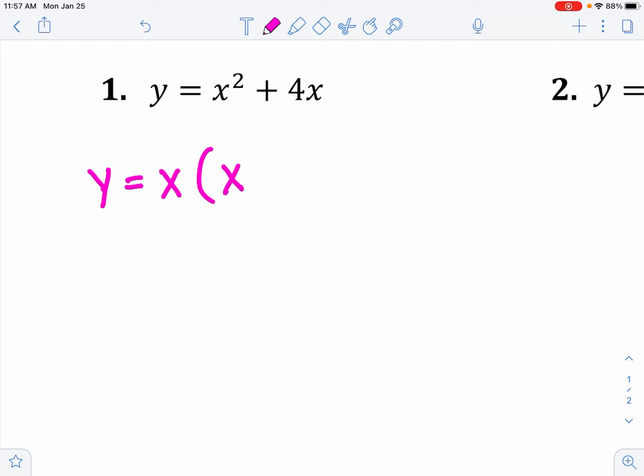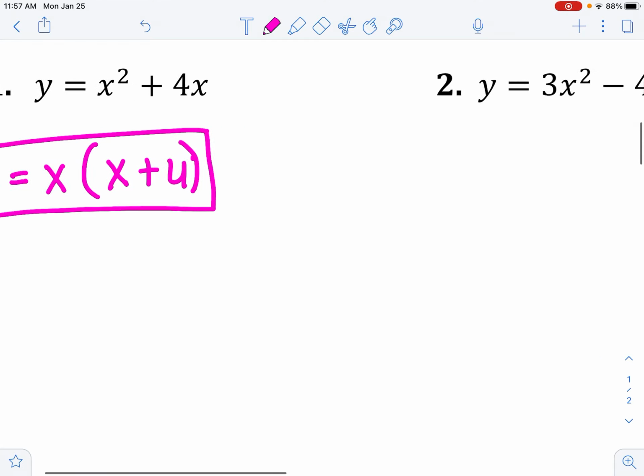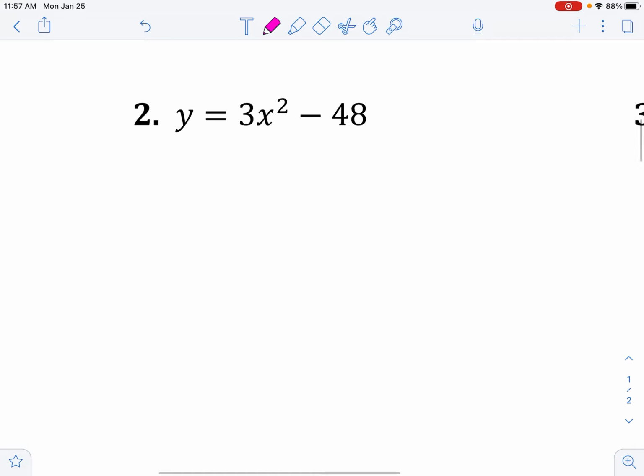And now I'm undistributing it basically. So x times x will give me the x squared. x times 4 will give me the 4x. So now I have my two factors. It's x and x plus 4. Now, x plus 4 is no longer a quadratic, so this is done. This is no longer factorable.